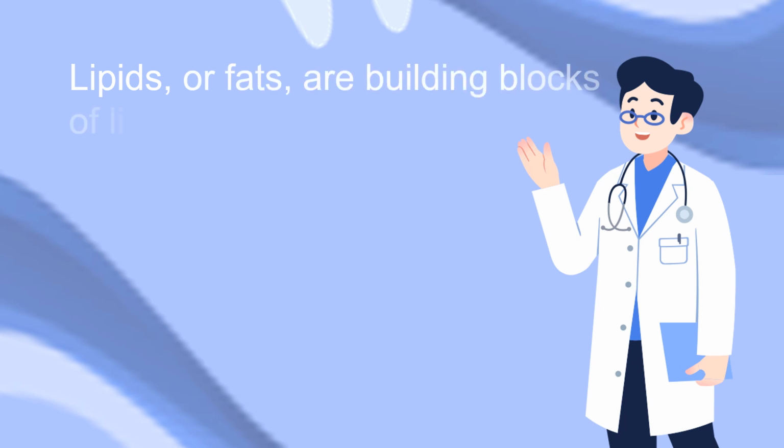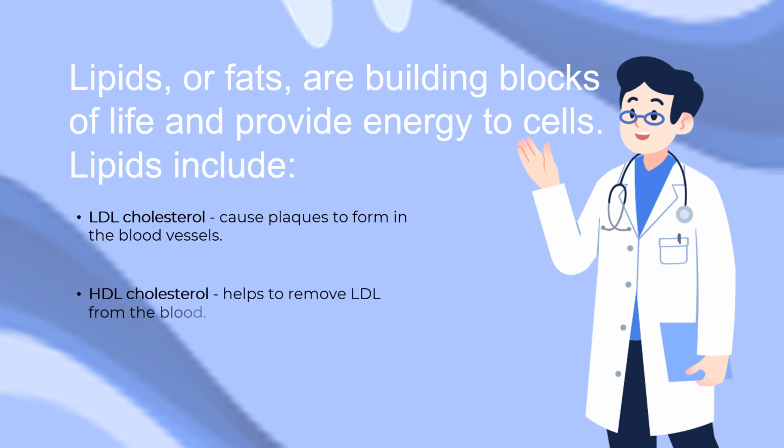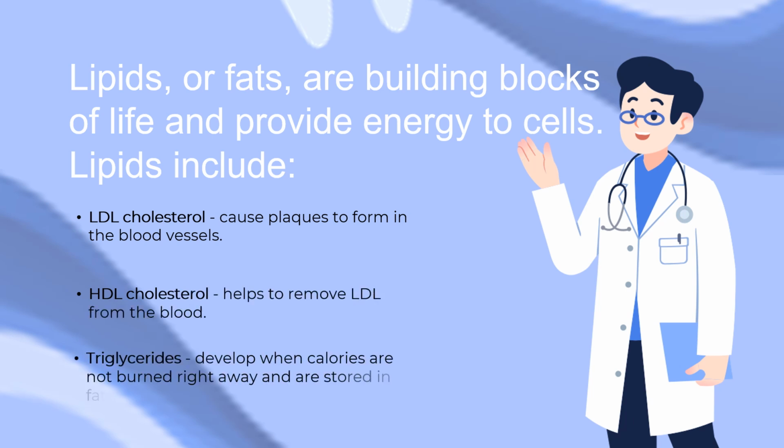Lipids or fats are building blocks of life and provide energy to cells. Lipids include LDL cholesterol, which is considered bad because it can cause plaques to form in the blood vessels; HDL cholesterol, which is regarded as good because it can help to remove LDL from the blood; and triglycerides, which develop when calories are not burned right away and are stored in fat cells. Healthy blood lipid levels naturally vary from person to person.